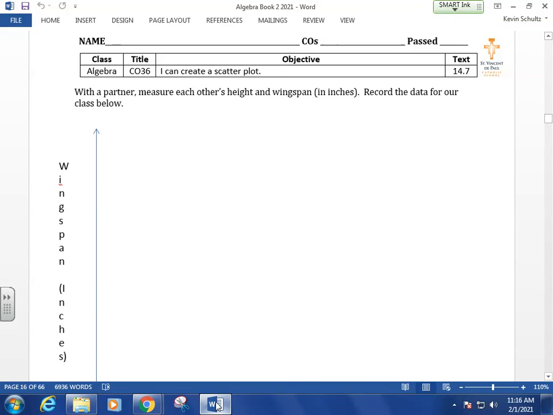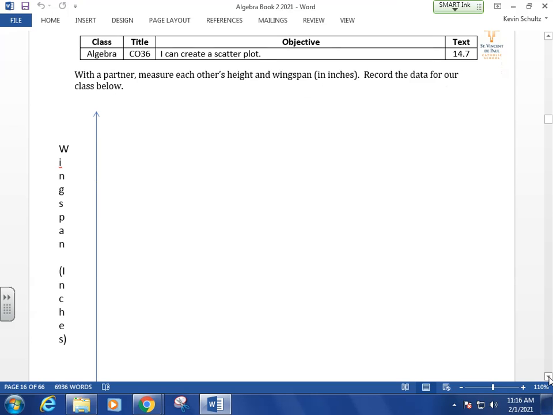We're starting Unit 5 with scatter plots, CO36. And by show of hands, before we start recording, it sounds like scatter plots are something you've talked about and used before, so this might be a good opportunity for review today. But our goal today is to create a scatter plot.